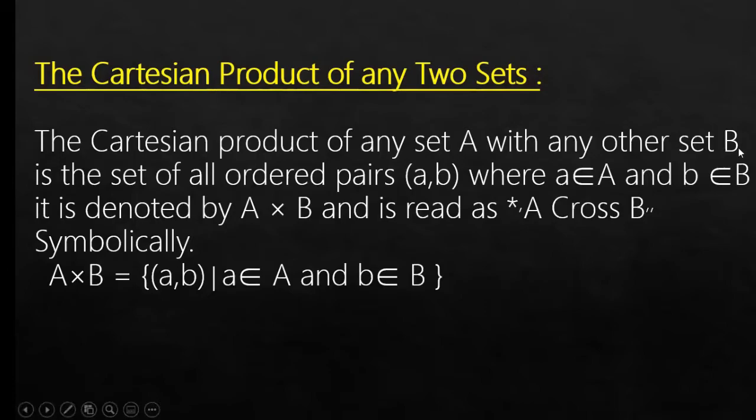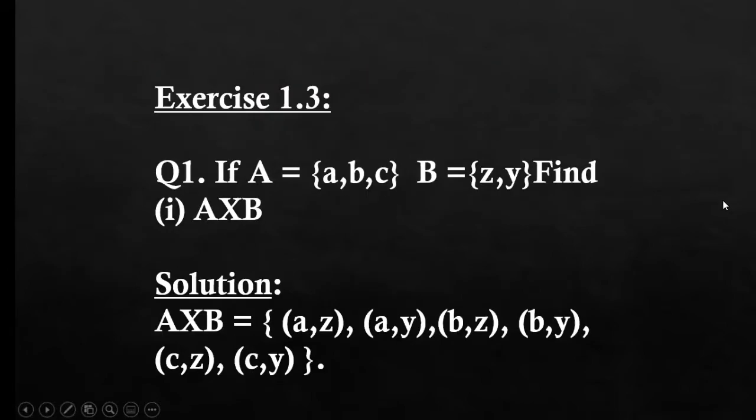For example, if there is a question which says that set A is equal to {A, B, C} and set B is equal to {Z, Y}, what we have to do is find A cross B. How can we find A cross B? We have to pile up all the ordered pairs which can be made through these sets. In an ordered pair, the first element must belong to the first set and the second element belongs to the second set.